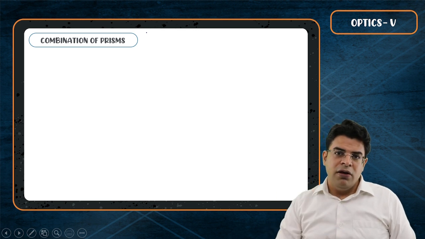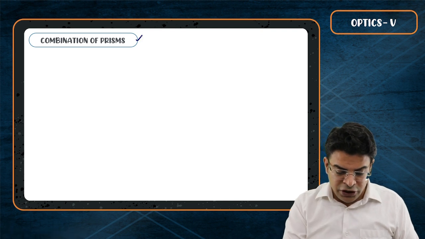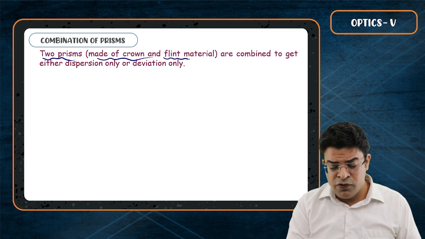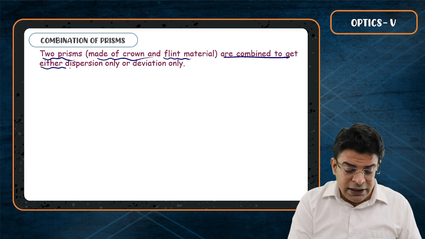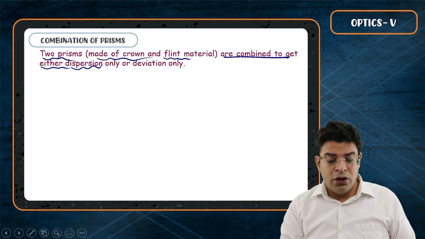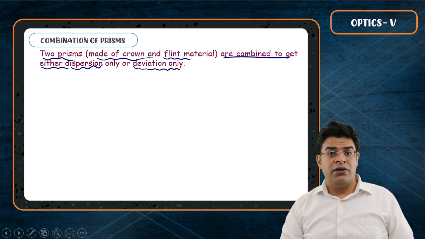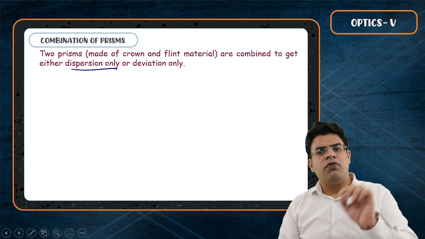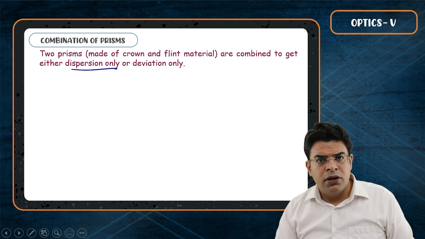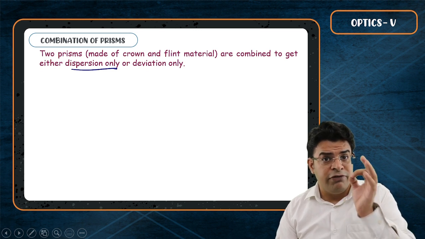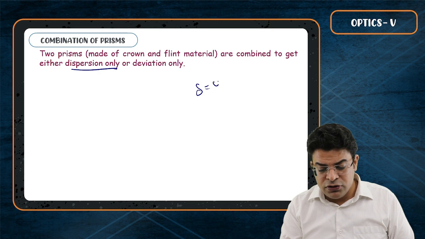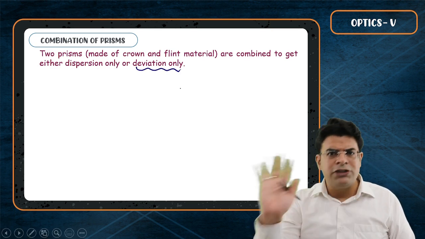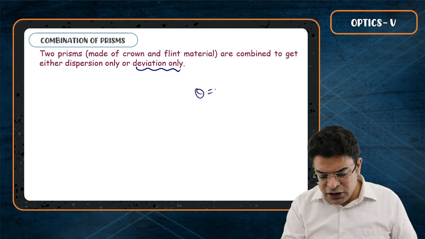So now, finishing off the last topic, that is combination of prisms. Two prisms made up of crown glass or flint glass material are combined to get either dispersion equal to 0 or deviation equal to 0. If you want only dispersion, you don't want deviation, then make the net deviation equal to 0. And if you want only deviation, with no dispersion, then make the dispersion equal to 0.